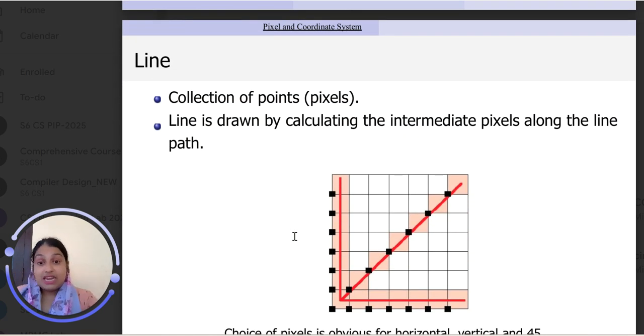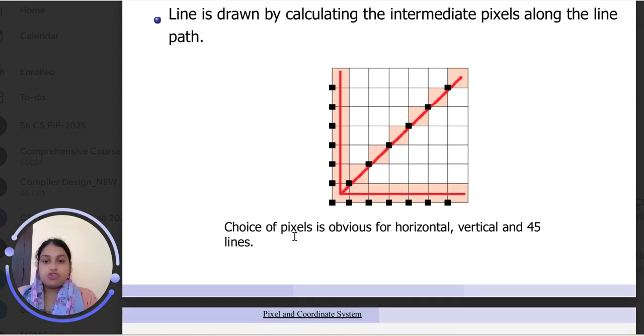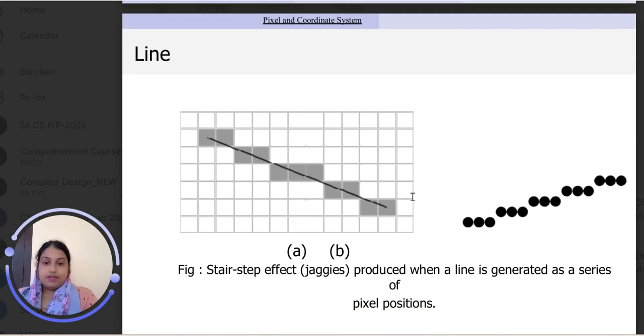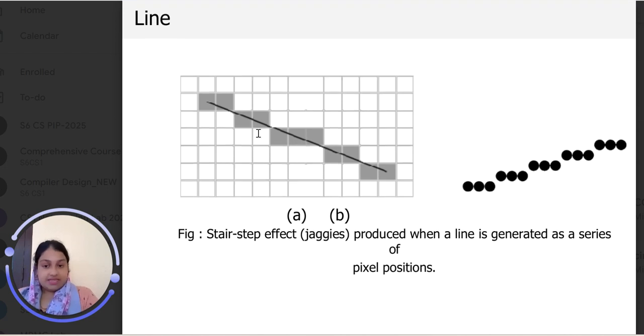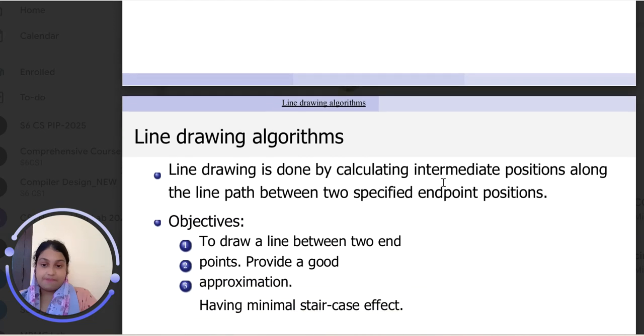Now a line, a collection of points, that is a collection of pixels, is what forms a line. A line is drawn by calculating the intermediate pixels along the line path. The choice of pixels is obvious for horizontal and vertical lines. This is the staircase effect, the jaggies, produced when a line is generated as a series of pixel positions. If we want to avoid this, we can use a higher resolution system.